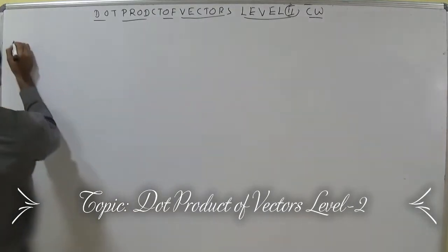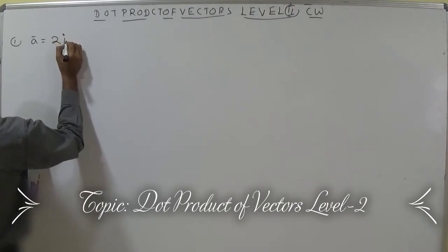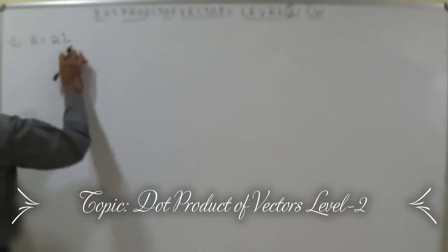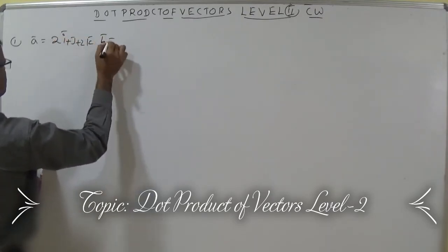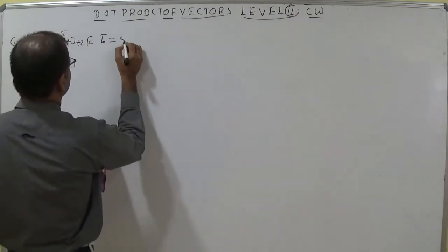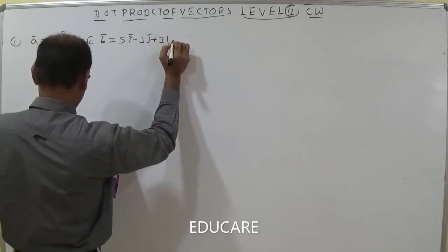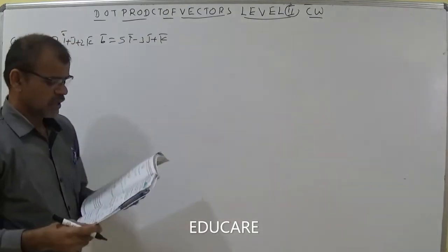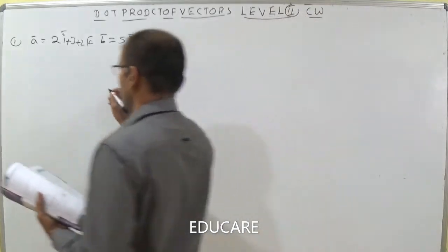First one. If A bar is equal to 2i plus j plus 2k, and B bar is equal to 5i minus 3j plus k, then the length of the component of vector B bar perpendicular to A bar.